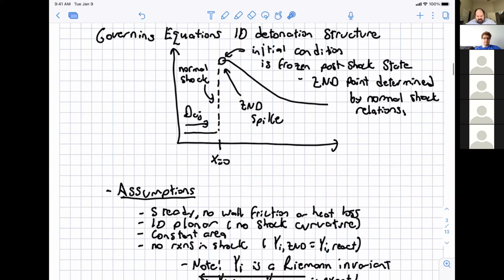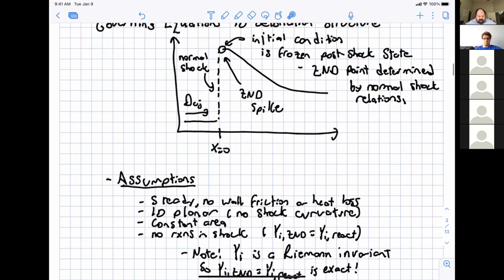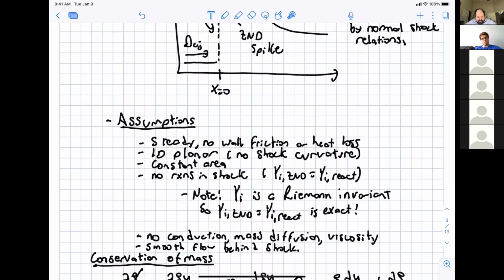And we assumed in deriving our equations here that the flow is steady, there's no wall friction, there's no heat loss. We are 1D planar, there's no curvature of the shock. We will on Friday start correcting for that, and also in your project 1, you will be dealing with that. And the duct that the detonation is propagating in has constant area. And there's also no reactions in the shock itself. So the composition of the material immediately behind the shock wave is identical to the composition of the material in front of the shock wave.